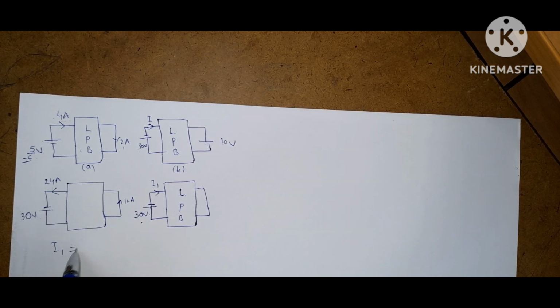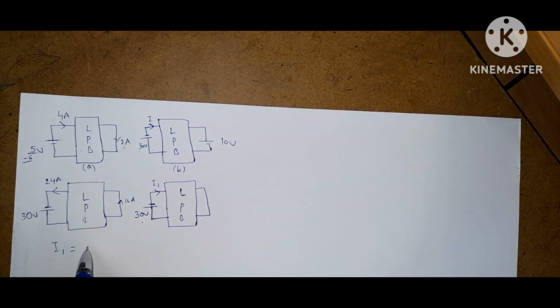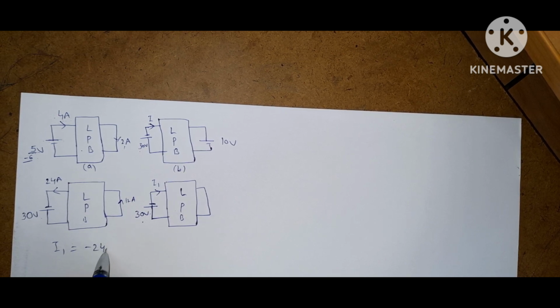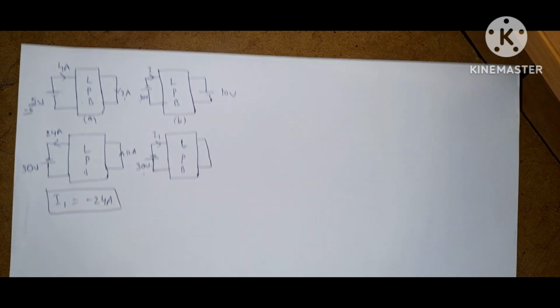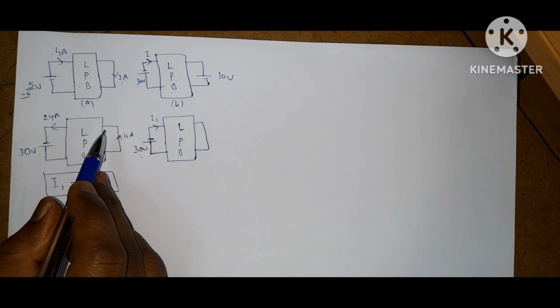So what is I1? It is linear passive bilateral. What is I1? Minus 24 amperes, because the directions are not the same. These two directions are opposite.